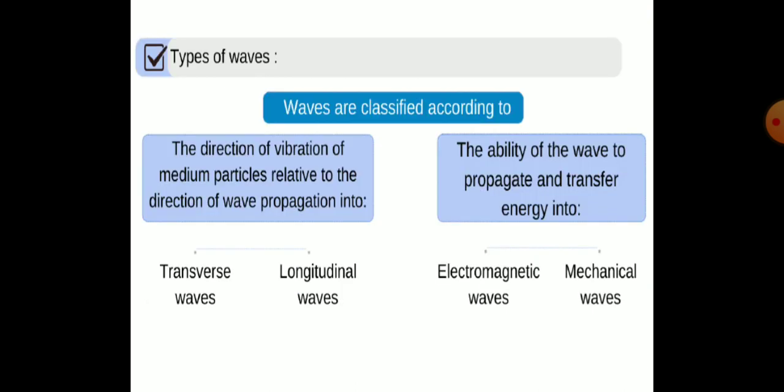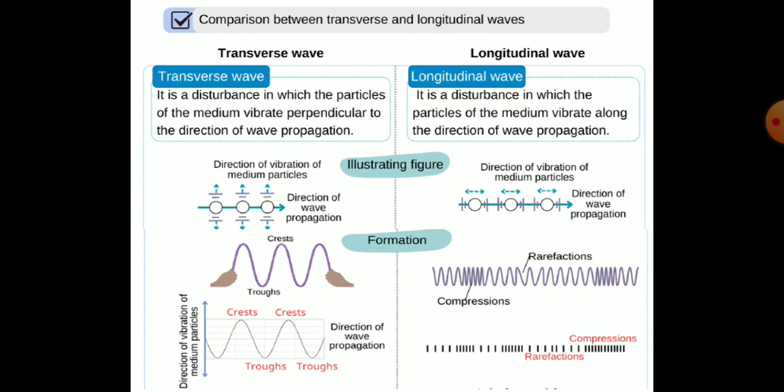What about the types of waves? Waves are classified according to number one, the direction of vibration of medium particles relative to the direction of wave propagation. And number two, the ability of wave to propagate and transfer energy. So first, we classify it into number one, transverse waves, and number two, longitudinal waves. And on the other side, electromagnetic waves and mechanical waves. So first, we are going to make a comparison between transverse waves and longitudinal waves.